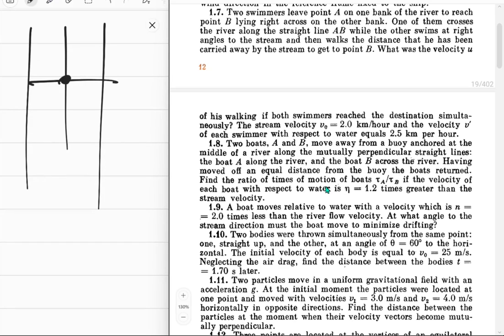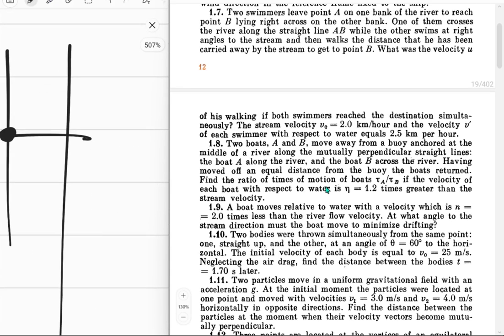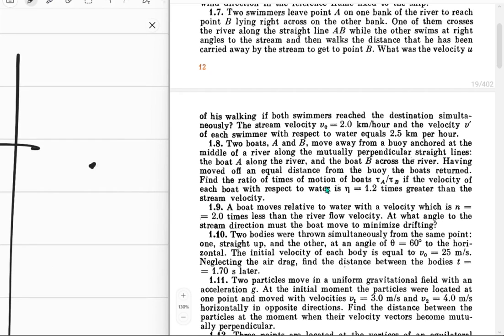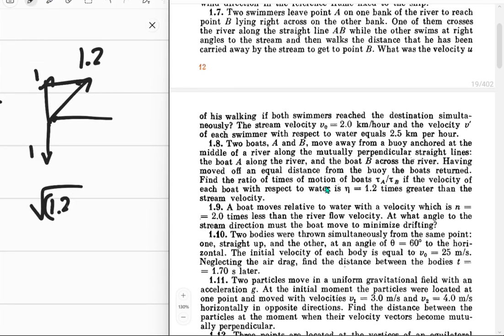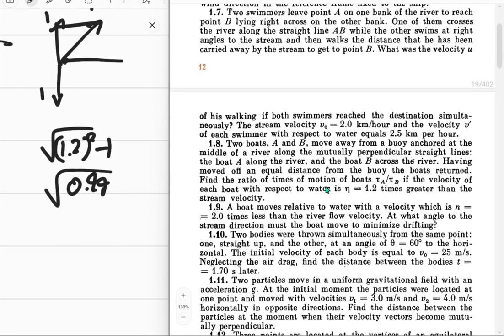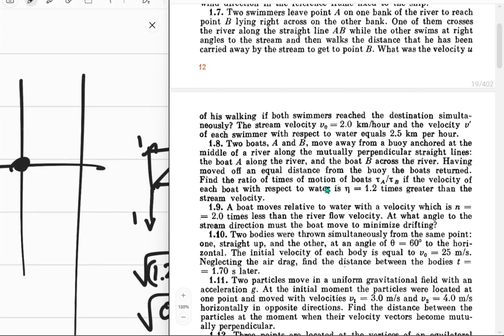Yes. 1.2, you say. So for this guy to move along this line, what should happen is this thing is 1.2. This thing is 1, right? So what will this be? The square root of 1.2 squared minus 1, right? So square root of 0.44. No idea what that is. So 0.2 times square root of 11, I think. Yeah, 0.2 square root of 11, that's this guy's velocity along that direction.